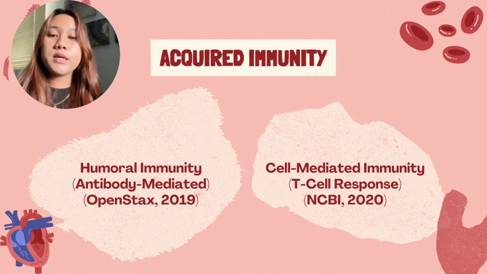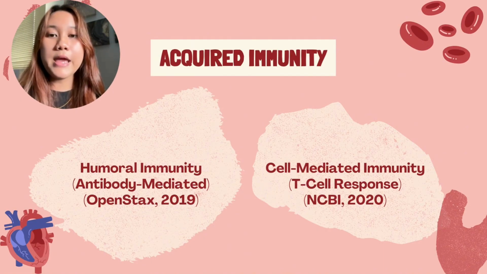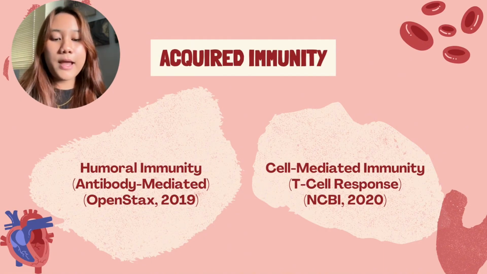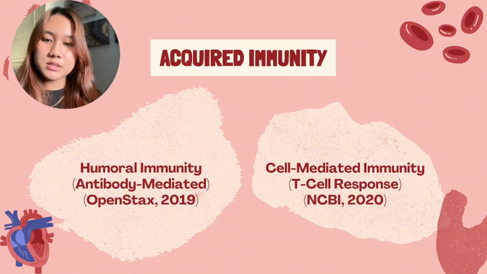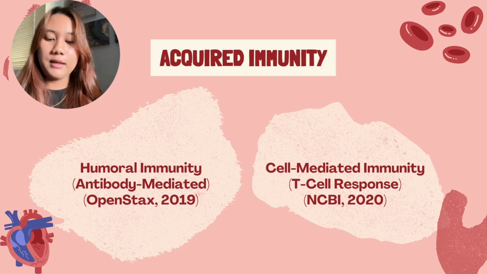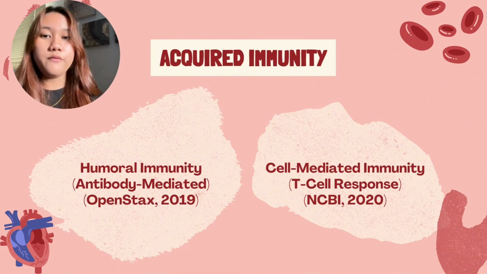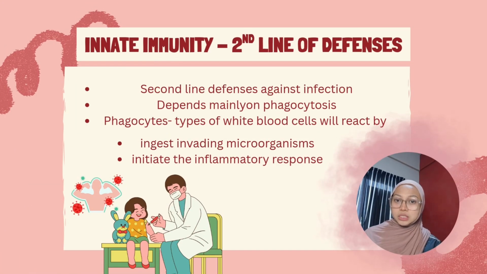In cell-mediated immunity, T cells are activated by antigens and multiply into clones of cytotoxic T cells. These T cells directly attack infected cells or destroy foreign tissue carrying the antigens. Now, we want to talk about innate immunity, the second line of defense.